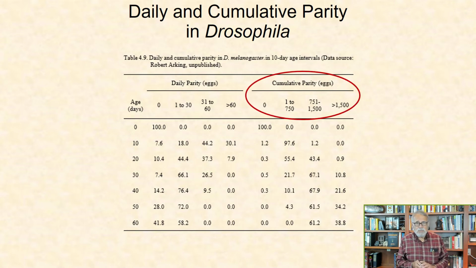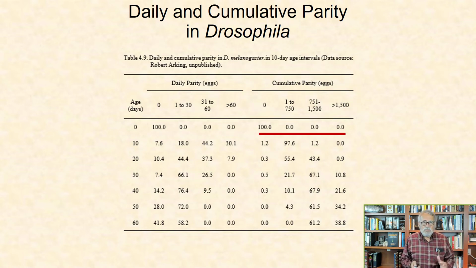Now consider cumulative parity in the right subtable. We have categories of 0, 1 to 750, 751 to 1500, and then greater than 1500 total eggs produced by each of these specific ages for these females. So at age 0, of course, we have 100% that have produced no eggs.